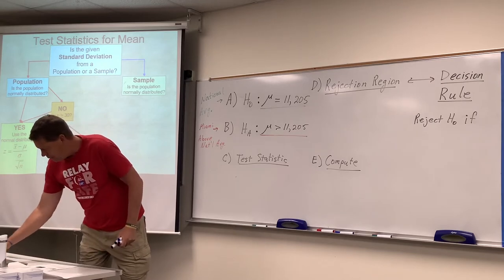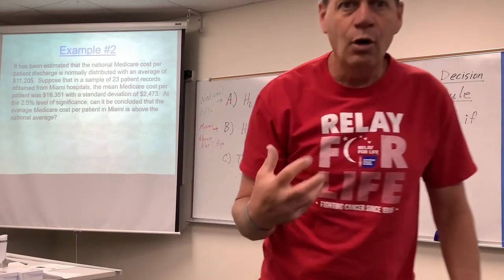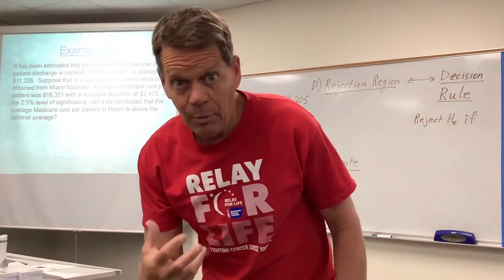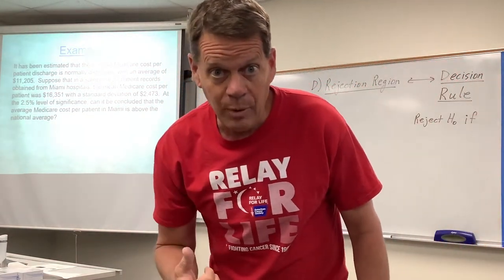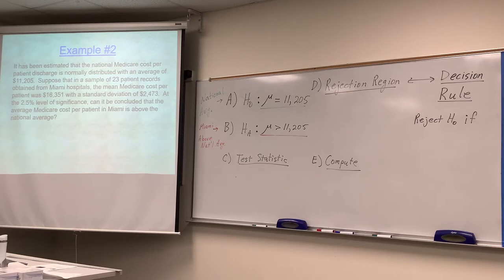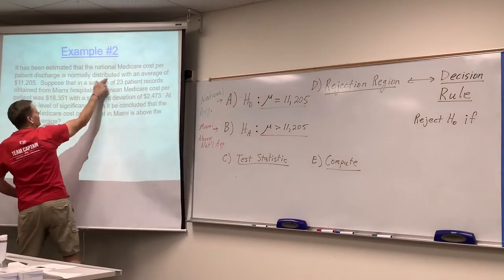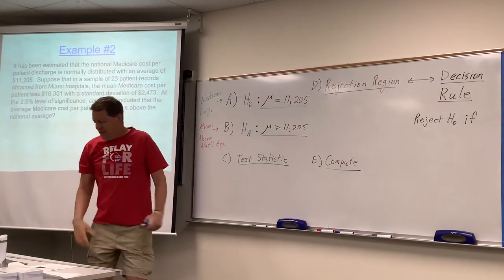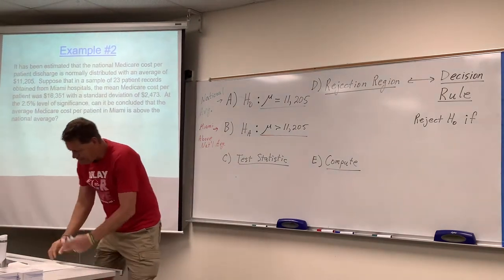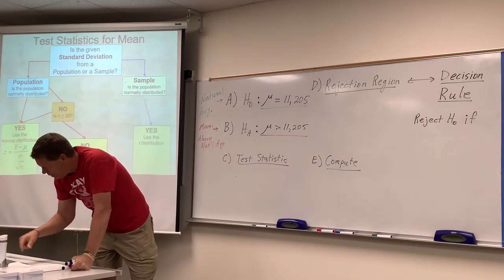And I'm pretty certain here, okay? Start reading it here, and if you see the words normally distributed, yell, and I'll run up and point to them, okay? All right, start reading. Ready? It has been estimated that the national Medicare cost per patient discharge is normally distributed! Oh my gosh! There they are, normally distributed. Yep, they're right there, aren't they? Did they tell us that it's normally distributed? Yeah, pretty sure they did.